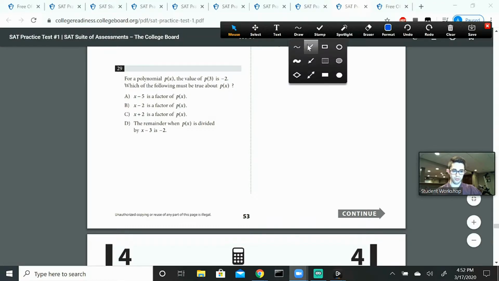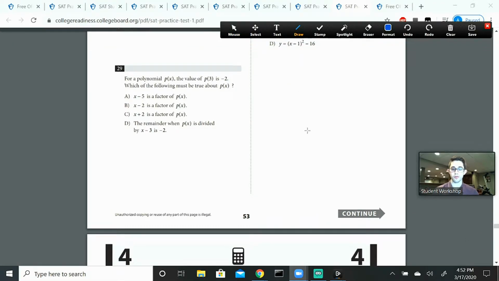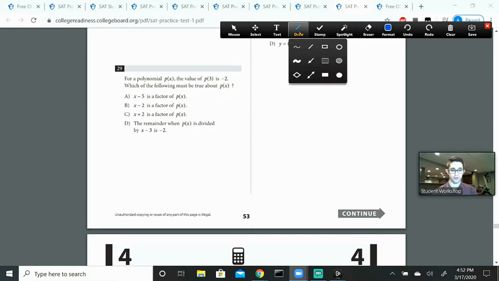All right, last one for this test is 29, and this is a great question. I really like this one. So for a polynomial p of x, the value of p of 3 is -2. Which of the following must be true about p of x? Now, I definitely recommend taking a look at this one, trying to figure out what the differences are in the answers, and maybe even looking at which ones don't have to be true, right? Because this one says which of the following must be true, and that's pretty important for this question. We need things that will always be true, no matter what our polynomial function is.